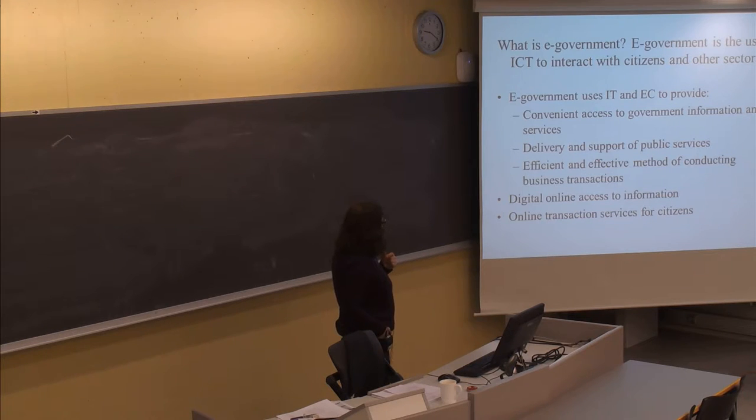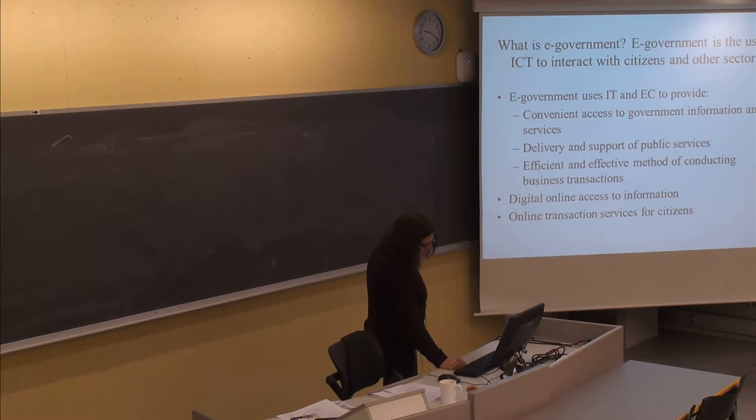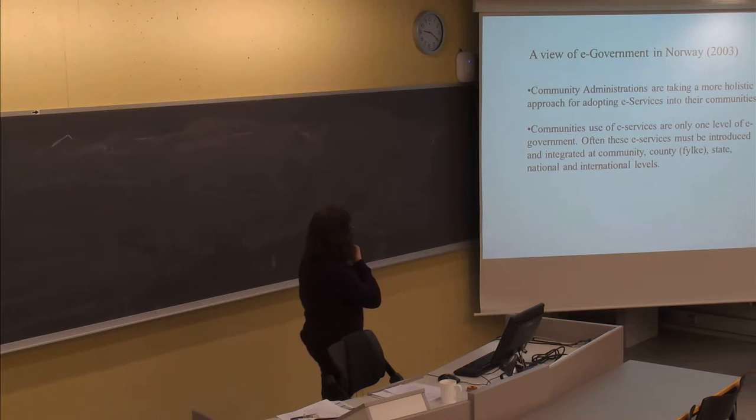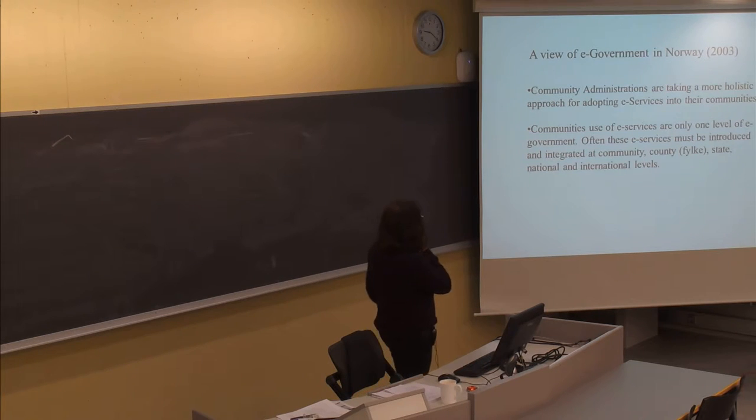Okay, so some of the points of e-government are the exchange and delivery of information, and others are the delivery of services that go beyond delivery of information. In 2003, Norway started to think about new services, and community administrations were taking a more holistic view of these services, and they were starting to adopt new services that they communicate to the national level.